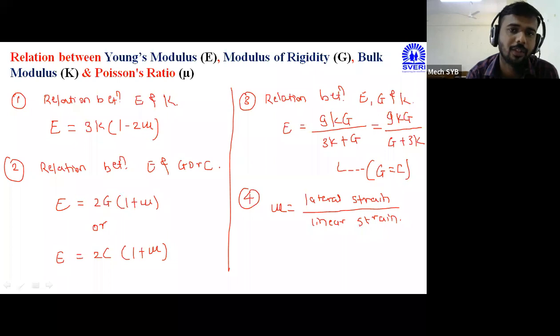Write down the heading: relation between Young's modulus E, modulus of rigidity G, bulk modulus K, and the Poisson's ratio. And write down the first heading: relation between E and K, because only three parameters are present in the first relation. Mu is the constant, forget about mu.